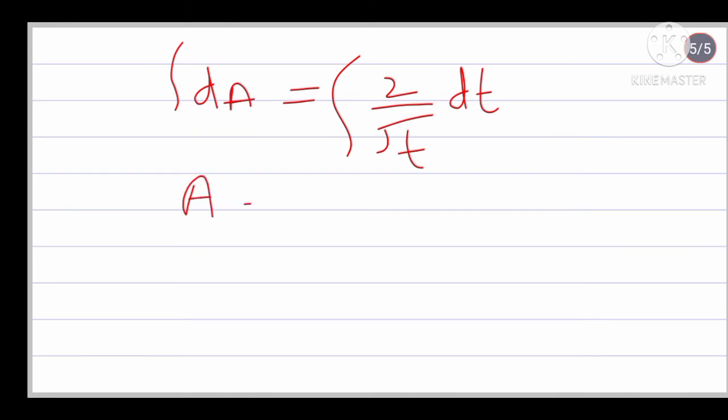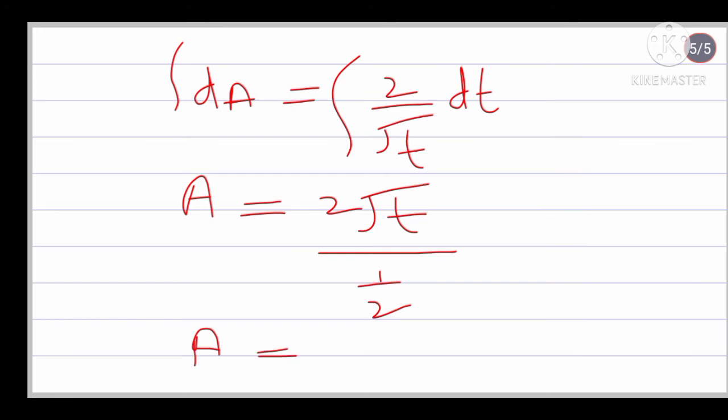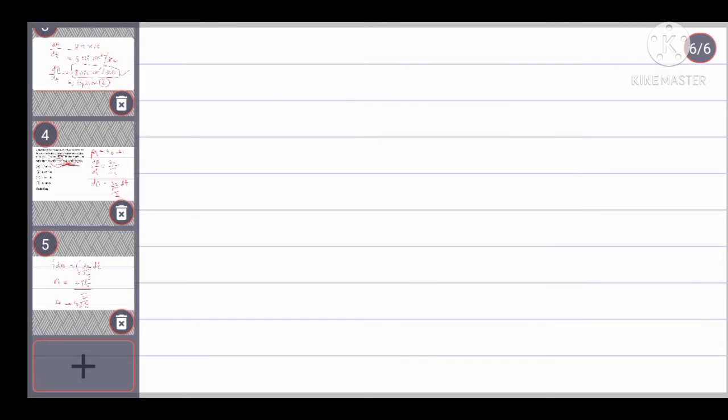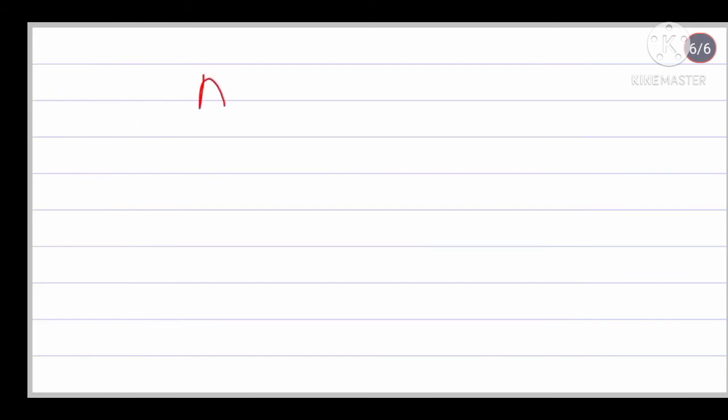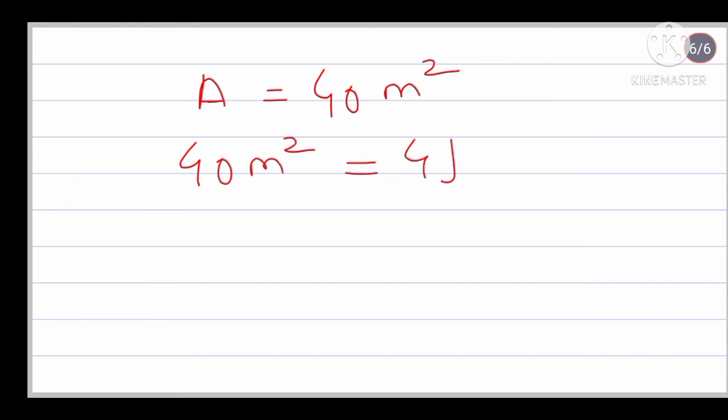It becomes only A equal to, by using this formula, 2 into under root of t upon half. This is nothing but the formula. So now it becomes A equal to 4 under root of t. Now the value of A is given to you; the value of A is nothing but 40 meter square. So we will put here 40 meter square equal to 4 into under root t.